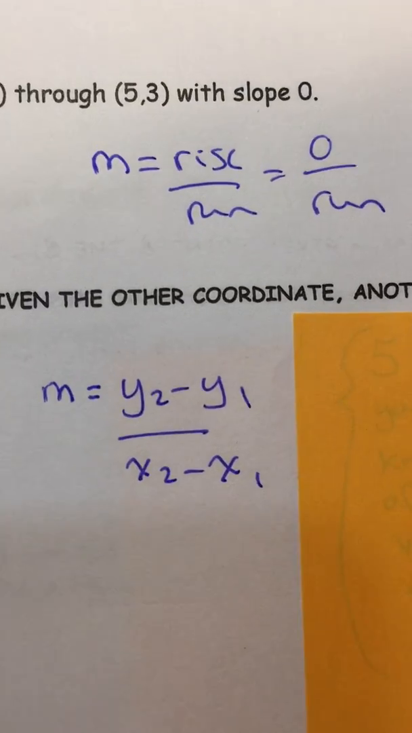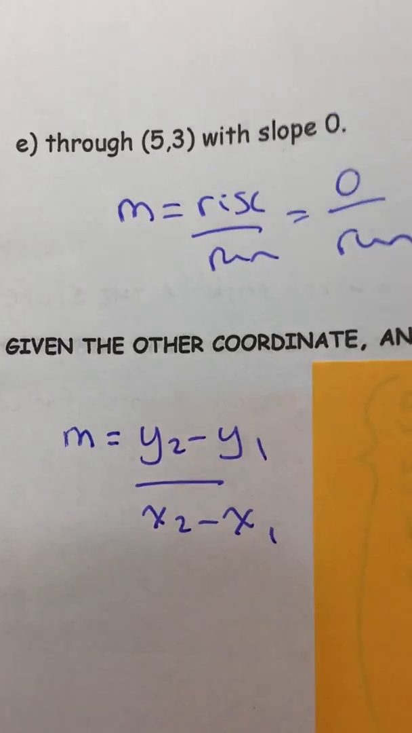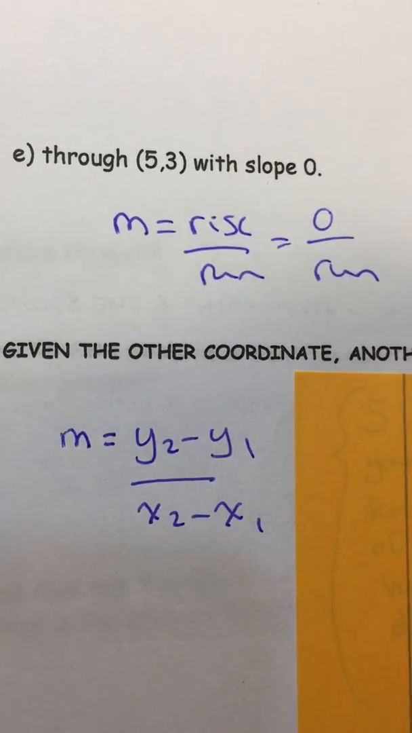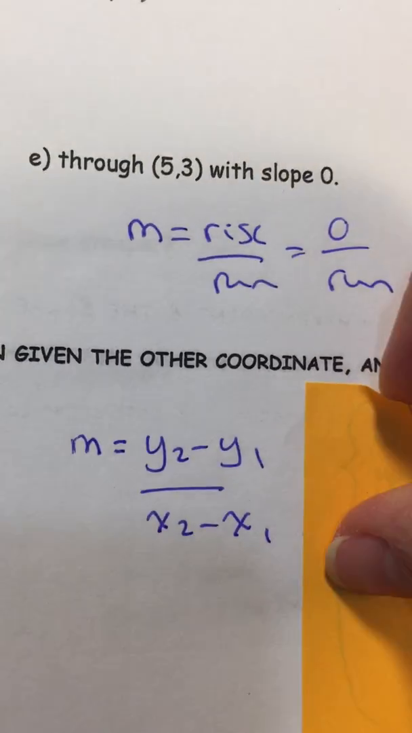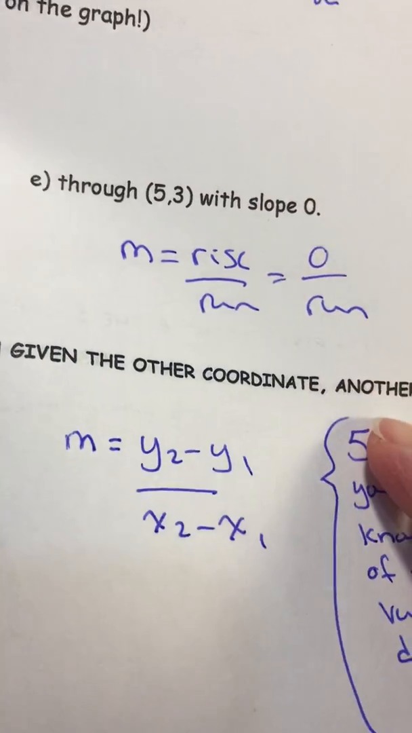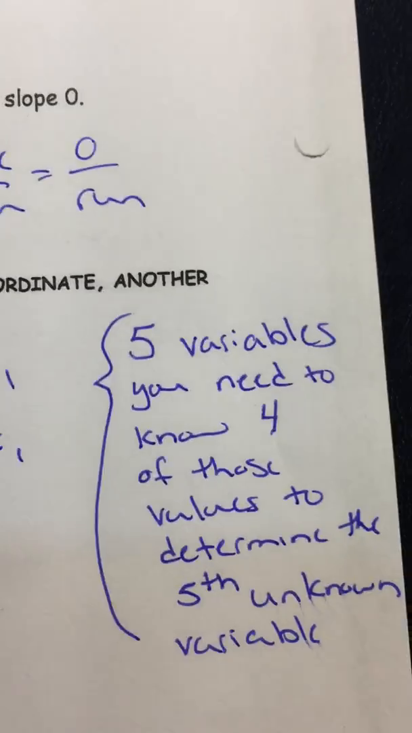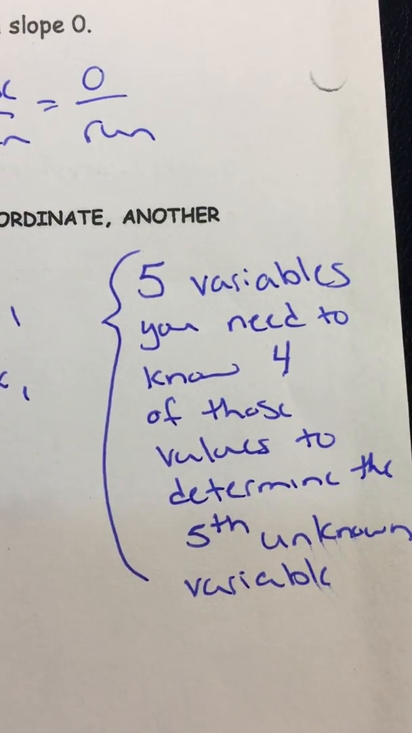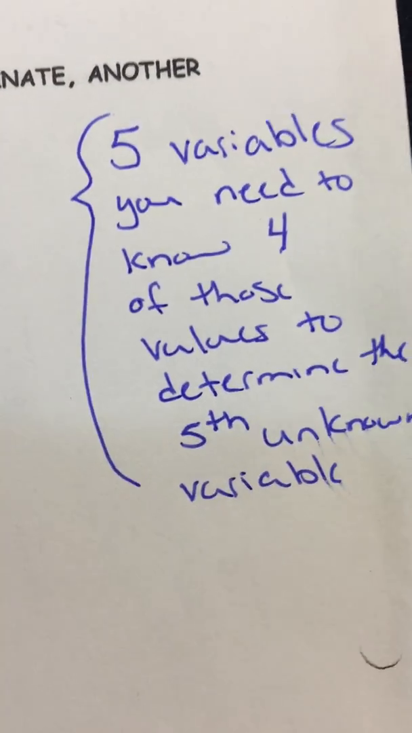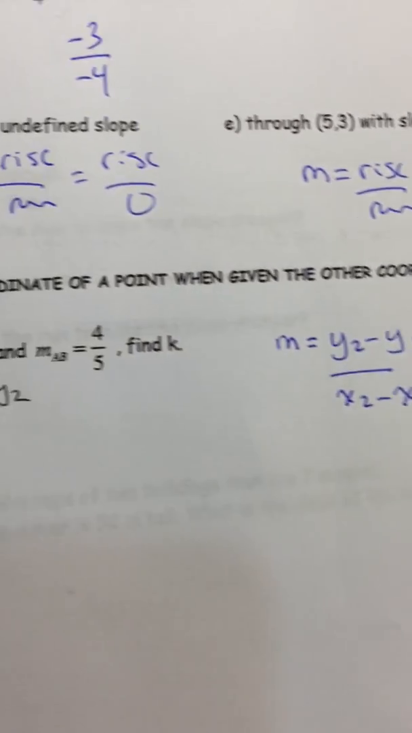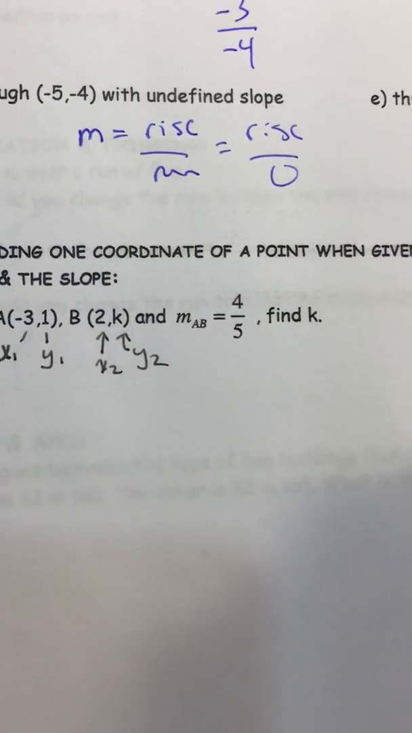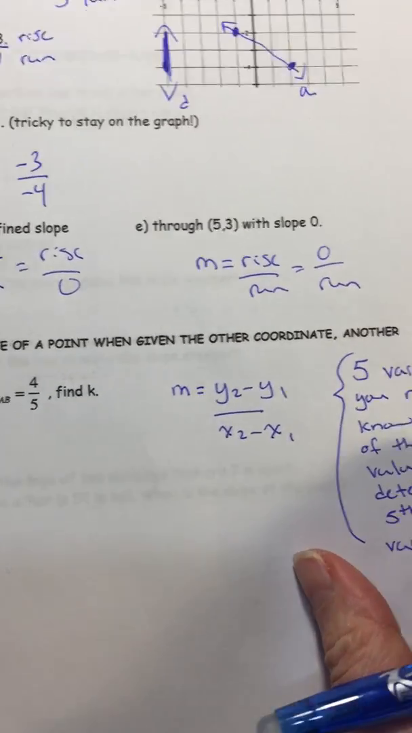Well, notice there are 5 variables there. If you have an equation with 5 variables, you need to know 4 of those variables to determine the 5th unknown. So the 5th one is the one you don't know. So just take these values and plug them into this equation.